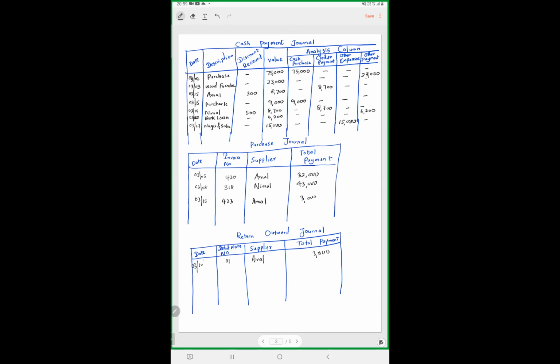Here we don't have any VAT payment. That is why I have not included VAT in this purchase journal, right? Yesterday I explained with the VAT payment. So if you have VAT, you need to keep another separate column for the VAT, right? As I mentioned earlier, or yesterday.